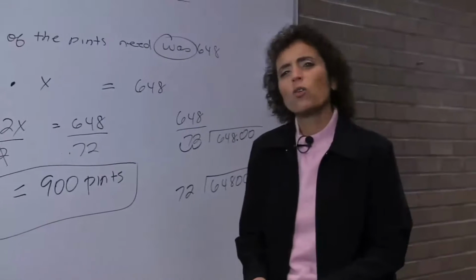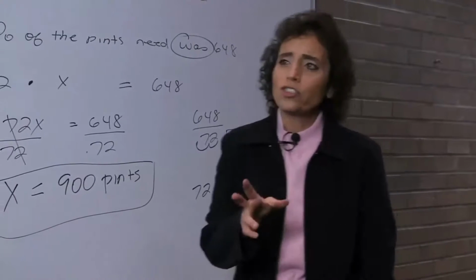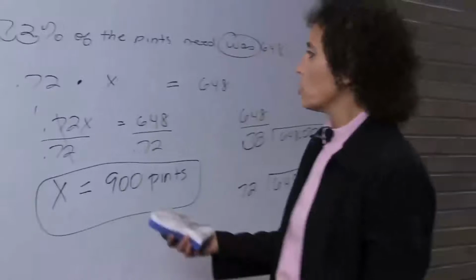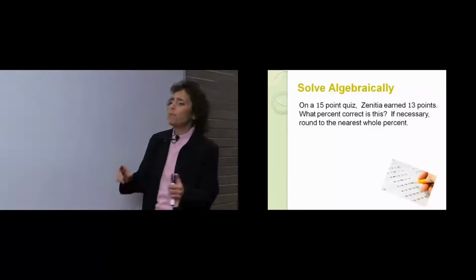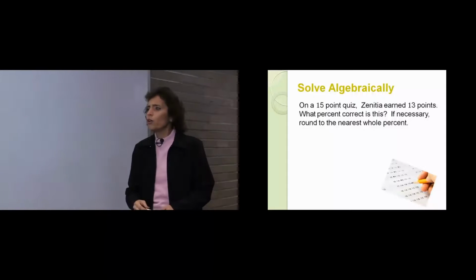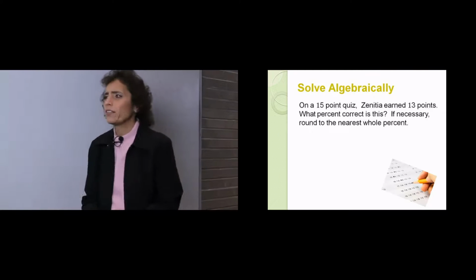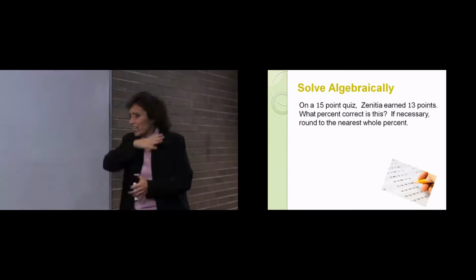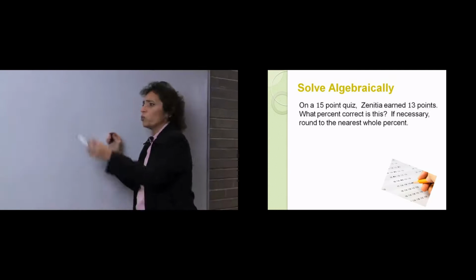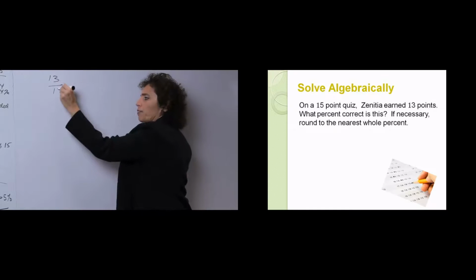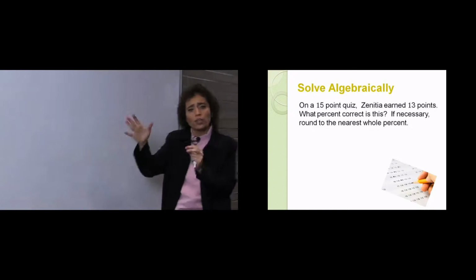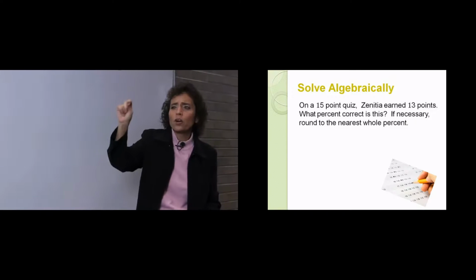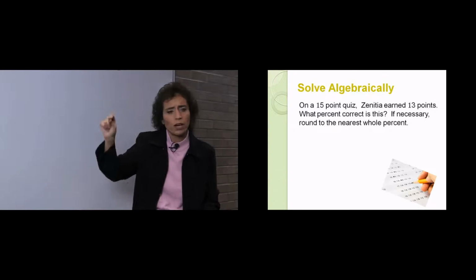Okay. One more question? Let's look. This question almost looks like a question we just did, okay, in a previous lesson. Let's take a look. In a 15-point quiz, Zenita earned 13 points. What percent correct is this? If necessary, round to the nearest whole percent. Okay. What we did the last time we did this is I got 13 out of 15 points. Let me tell you why we could do this, okay? Because this was what this says. On a 15-point quiz, Zenita earned 13 points. What percent correct is this?